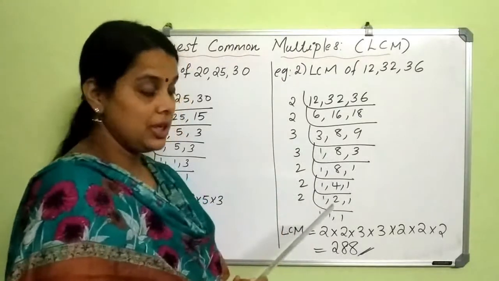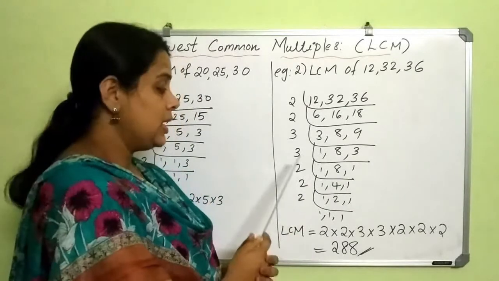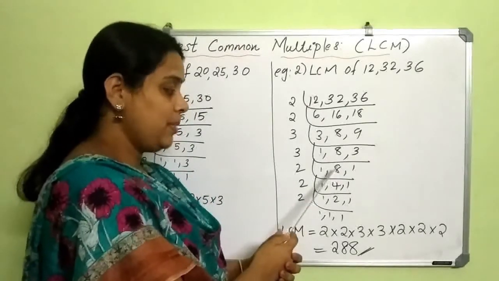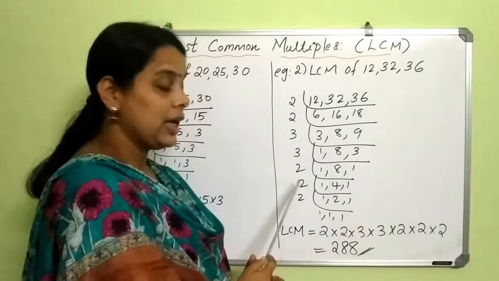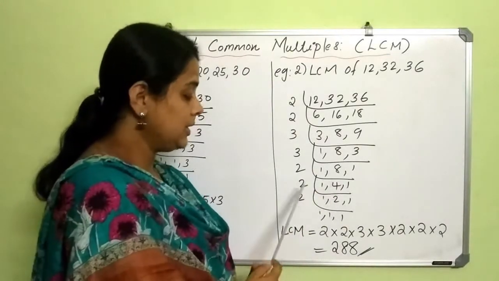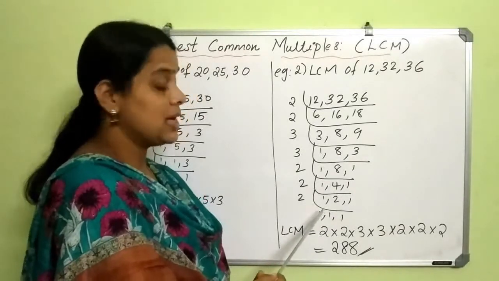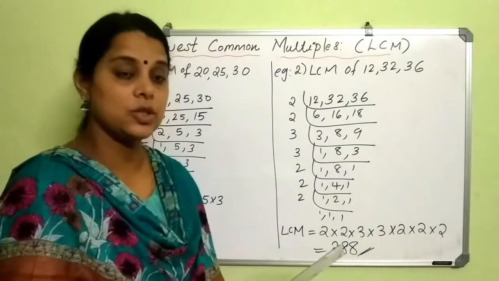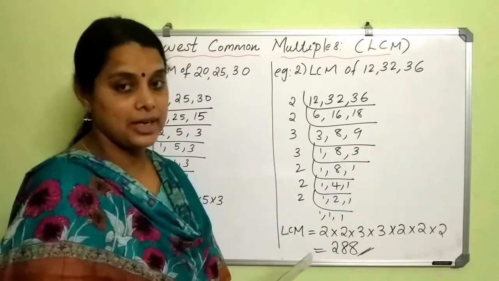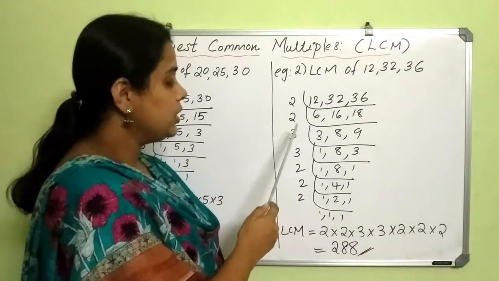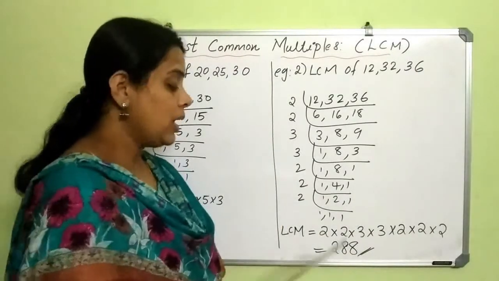1, 8, 3 are the quotient. Again by 3: 1, 8, 1. Now only 8 is there. So we can divide by 2: 1, 4, 1. Again by 2: 1, 2, 1. Again by 2. We will get all three quotients 1, 1, 1. Now we can stop the division. Now we need to find the LCM by multiplying all the factors. So 2 into 2 into 3 into 3 into 2 into 2 into 2. We will get 288.